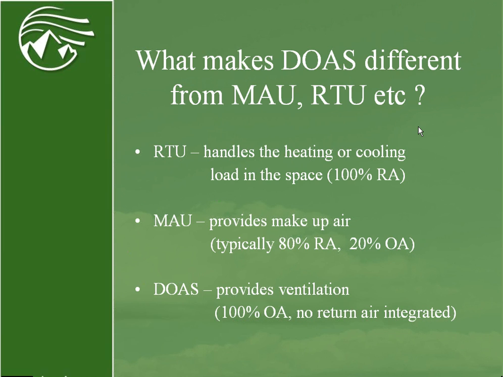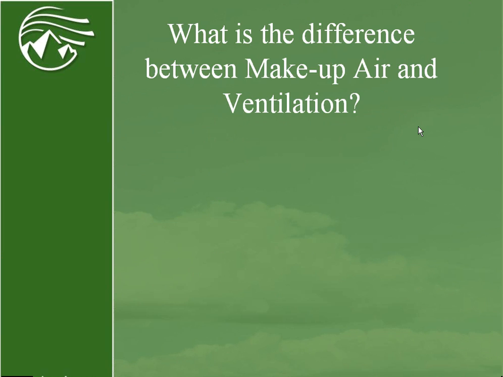Well, a rooftop unit is handling just the heating or cooling load in the space. It's typically designed for 100% return air. Obviously, you're going to have your economizer mode for free cooling and things like that. You'll have some outside air, but typically the design is for 100% return air to handle the heating and cooling load inside the space. The makeup air unit is obviously providing makeup air. It's typically designed for an 80% return air with up to about 20% of outside air taken into consideration there. A dedicated outside air system provides strictly ventilation. So this is actually 100% outside air with no return air integrated. That just gives you a brief definition of the difference between some of the systems.